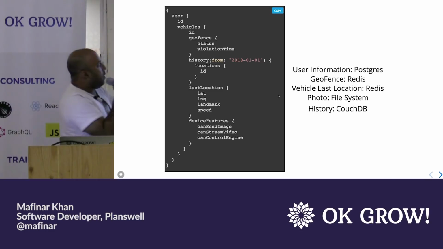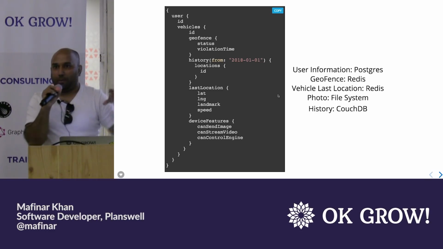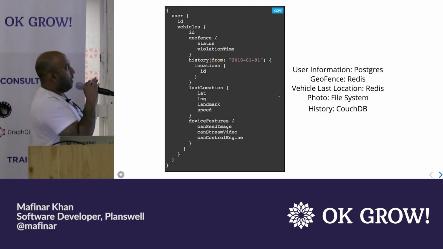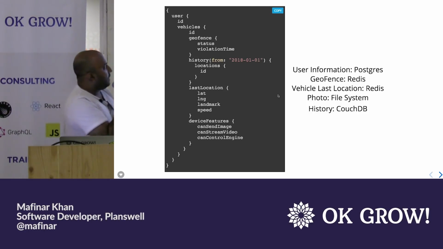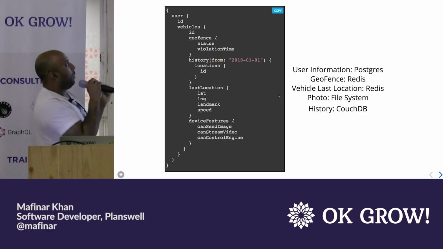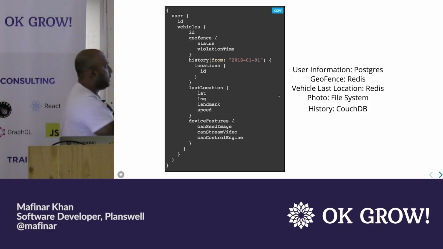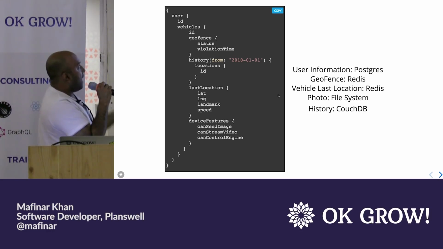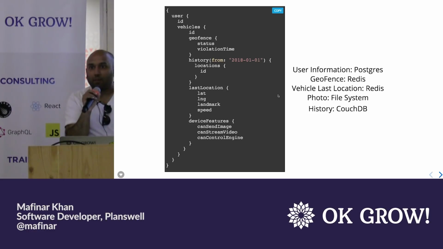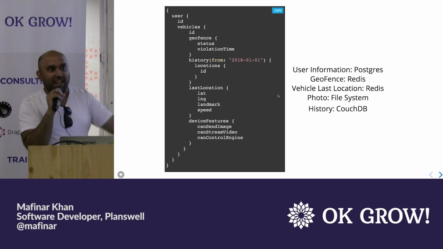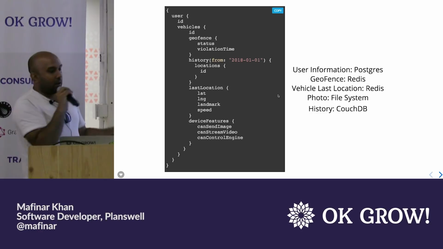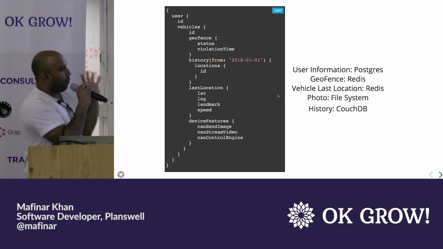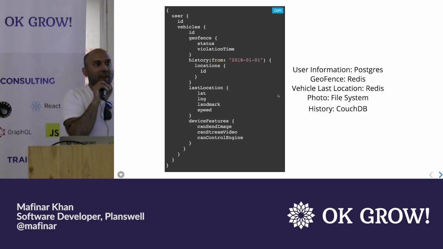So in one go, I can get all of them. And when I receive the query, this query alone has multiple data sources, like history comes from CouchDB, last location comes from Redis, device features and all the other IDs and vehicle IDs, they all come from the Postgres database, which was added from the Django admin panel.